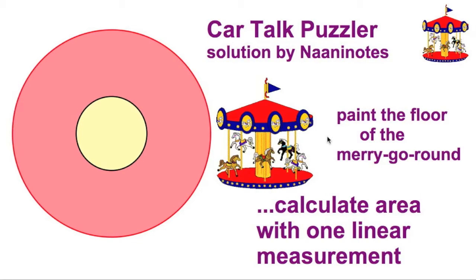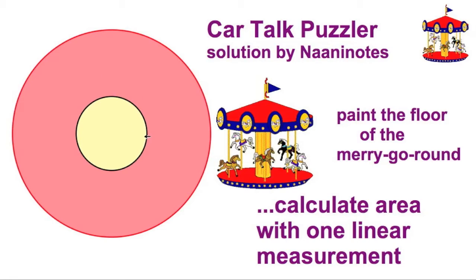And well, we're up here in Anchorage, Alaska. We're big fans of Tom and Ray. They introduced the merry-go-round puzzle. This was a few years ago, but we like this one a lot, and we use it in our high school geometry class. Now, the idea was to find the area of the floor of this merry-go-round.